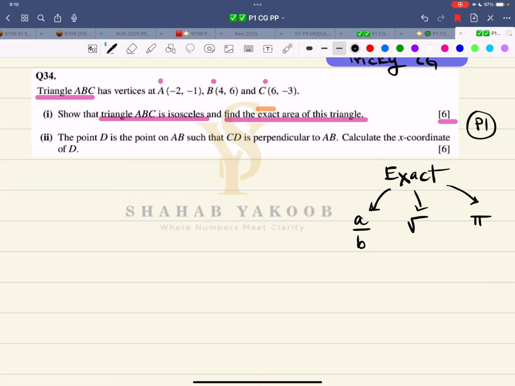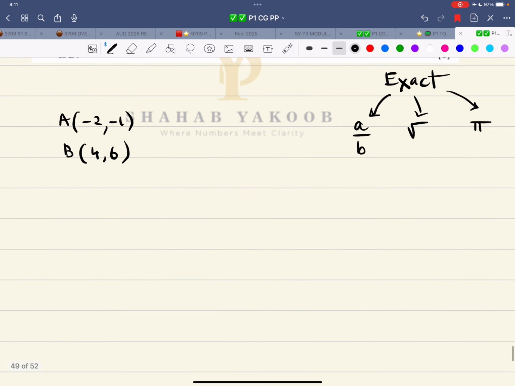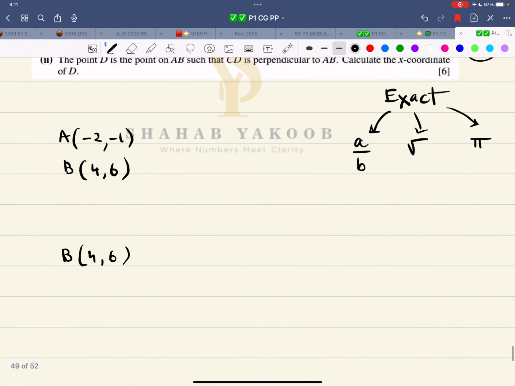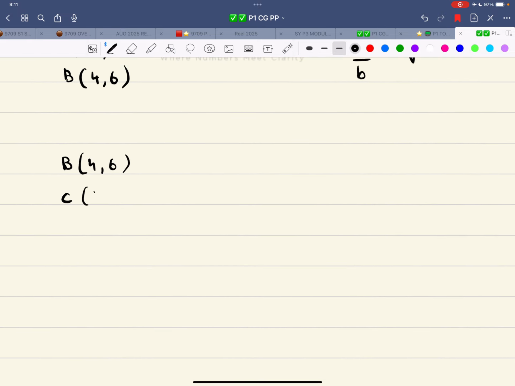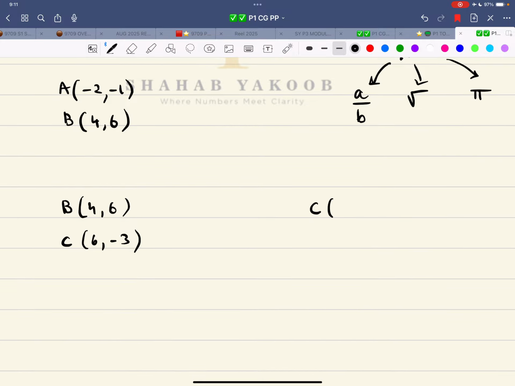So now what do I do? Let me write A over here. So A is (-2, -1). Let me write B over here, that is (4, 6). Similarly, I can write B and C. So B is (4, 6), and similarly C is (6, -3). And then I can write C, which is (6, -3), and A, which is (-2, -1).